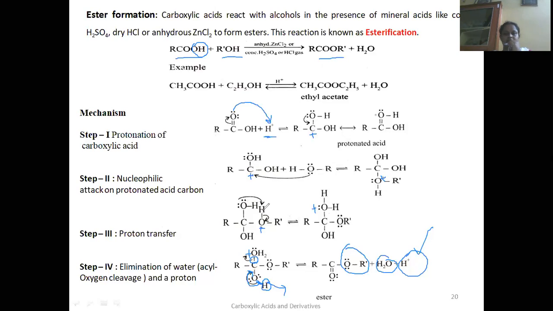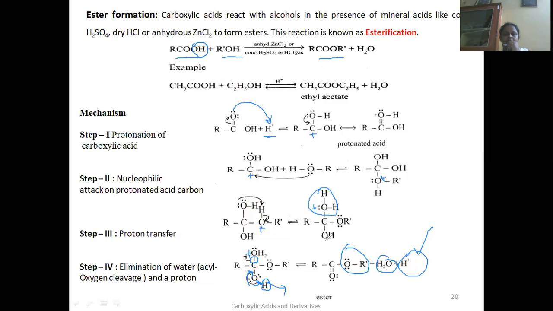Proton is transferring. This proton is transferring to this oxygen. So this oxygen will donate a pair of electrons to this proton, and these bonded electrons will shift onto this oxygen, stabilizing the positive charge here. A new positive charge will be created on this oxygen because it is forming a bond with this hydrogen, which is electron deficient.